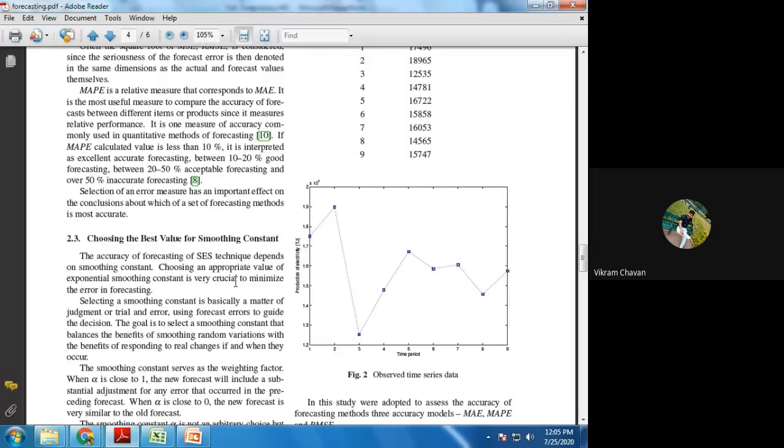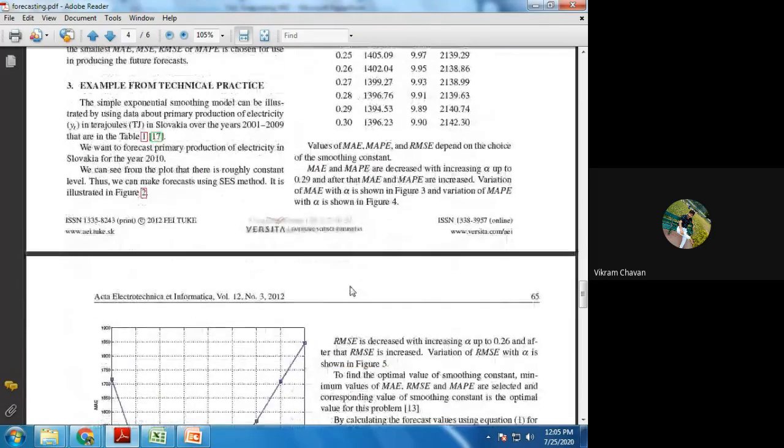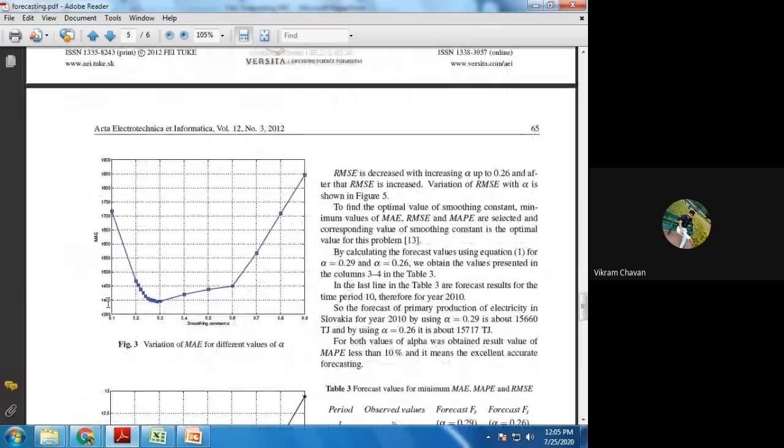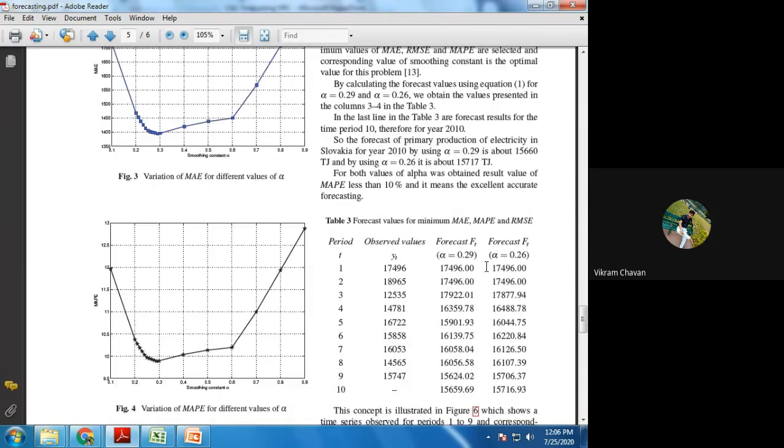Okay, then here they have mentioned different kinds of errors they have calculated, and they concluded that the smoothing constants, on the basis of this variation, 0.2 to 0.6, or we can say on the basis of variation of smoothing constant, they have determined that 0.29 and 0.26 are the better smoothing constants as compared to other smoothing constants.